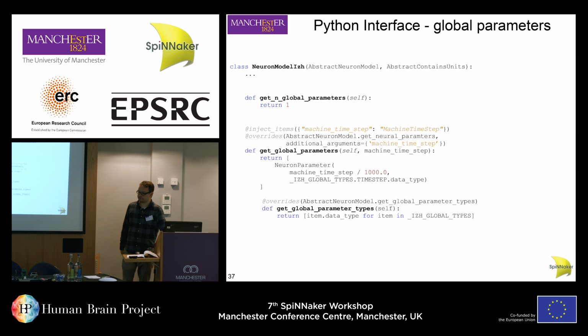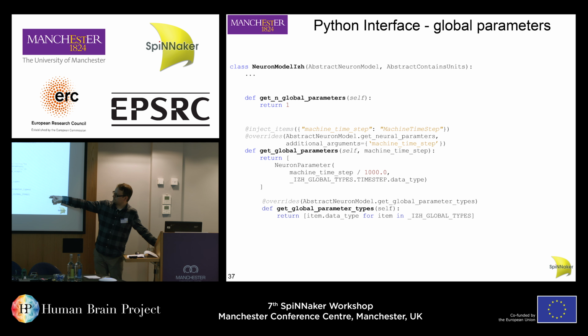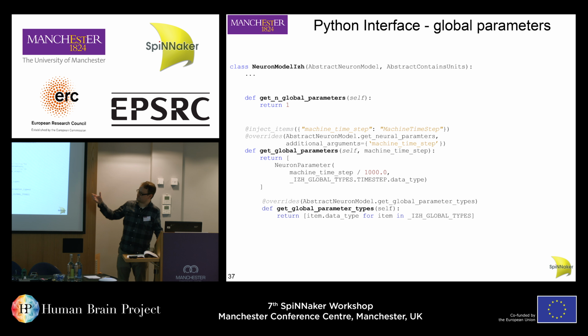And similarly for global parameters, you can also define get global parameter types, which is defined here. You also have a function called get neural parameter types, from which you can get any of the types that you defined earlier if you need them.